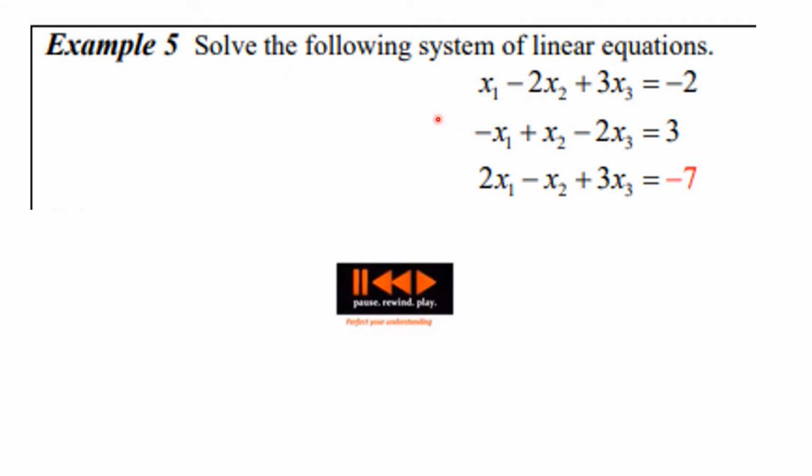Let's look at another one, 3 equations and 3 unknowns, but this time we're going to have a -7 here. And please notice that this is exactly the same as what we solved before except for the -7. Give it a go.